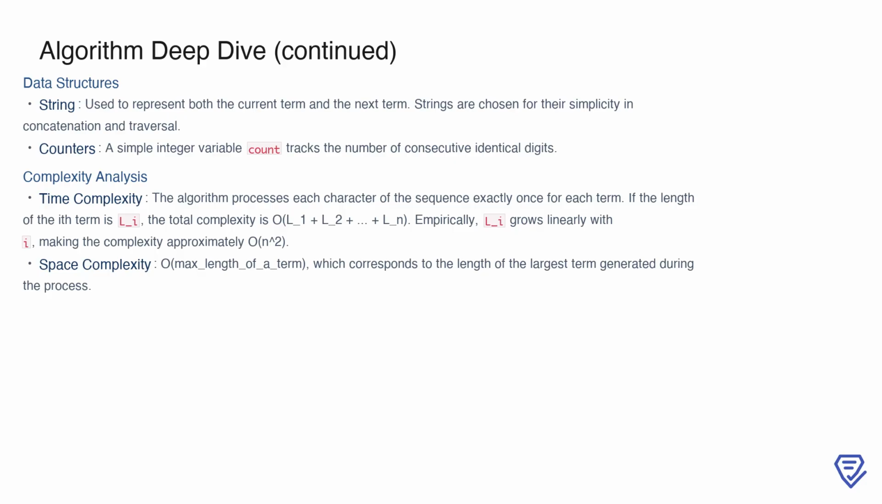Now, looking at the complexity analysis, the time complexity depends on the total number of characters processed across all terms up to the nth term. If the length of the ith term is L_i, the total complexity is proportional to the sum of these lengths, O(L_1 + L_2 + ... + L_n). Empirical observations show that the length of each term grows approximately linearly with its index, leading to an overall time complexity of O(n squared). The space complexity is determined by the largest term generated during the process, which means it is O(max_length_of_a_term). These insights highlight the balance between simplicity and efficiency in the algorithm's design.